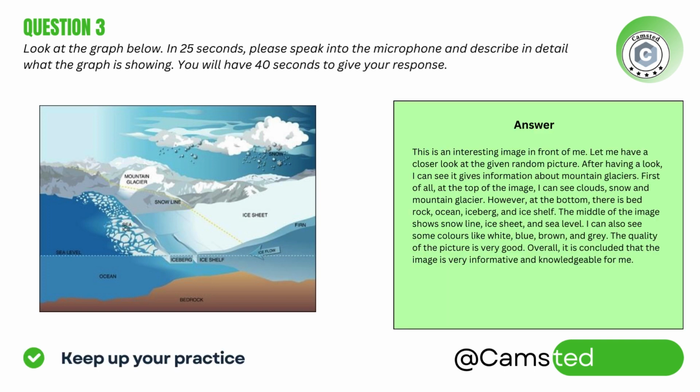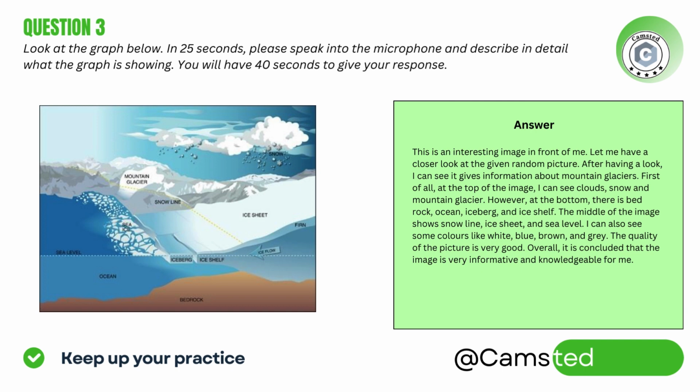This is an interesting image in front of me. Let me have a closer look at the given random picture. After having a look, I can see it gives information about mountain glaciers. First of all, at the top of the image, I can see clouds, snow, and mountain glacier. However, at the bottom, there is bedrock, ocean, iceberg, and ice shelf.